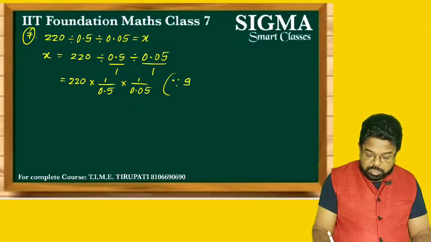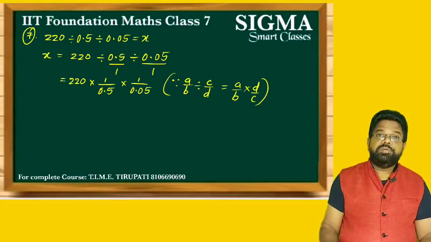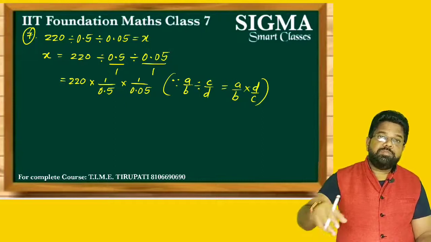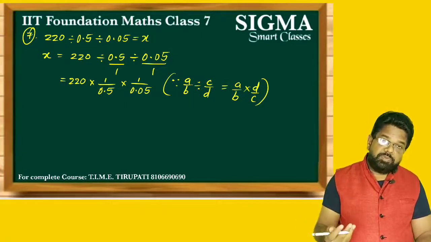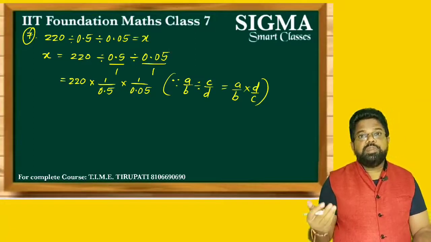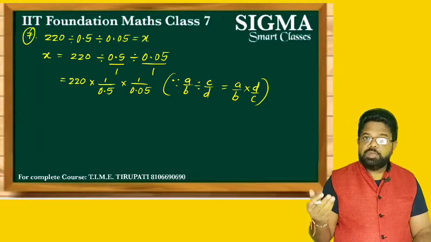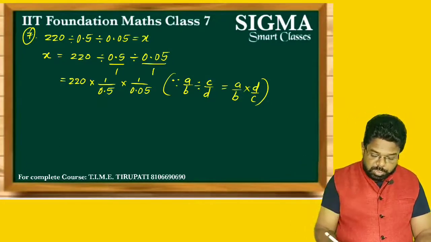All of you understand this. See here, just like a by b divided by c by d can be written as a by b, and division converts into multiplication, and c by d can be written as d by c. That is the rule: anywhere division converts into multiplication, the immediately next fraction is taken in reverse order. Okay, 0.5 can be written as 0.5 by 1, make it a fraction, and 0.05 can be written as 0.05 by 1. That fraction is taken in reverse order when division converts into multiplication.